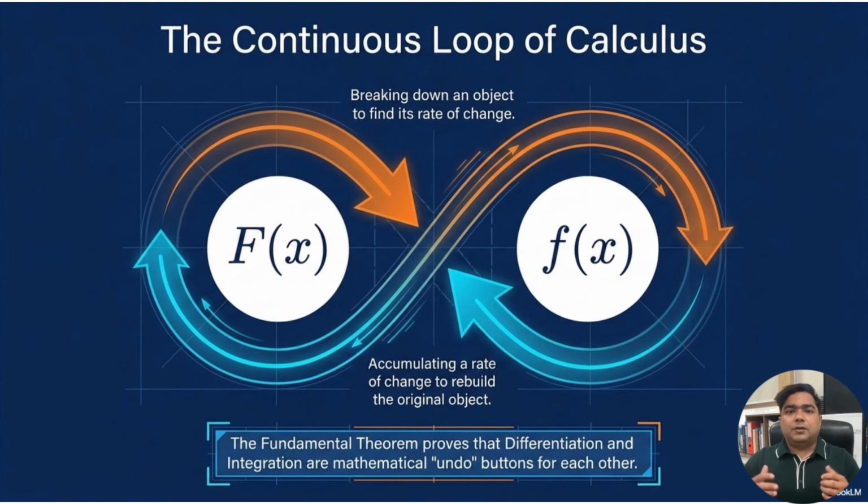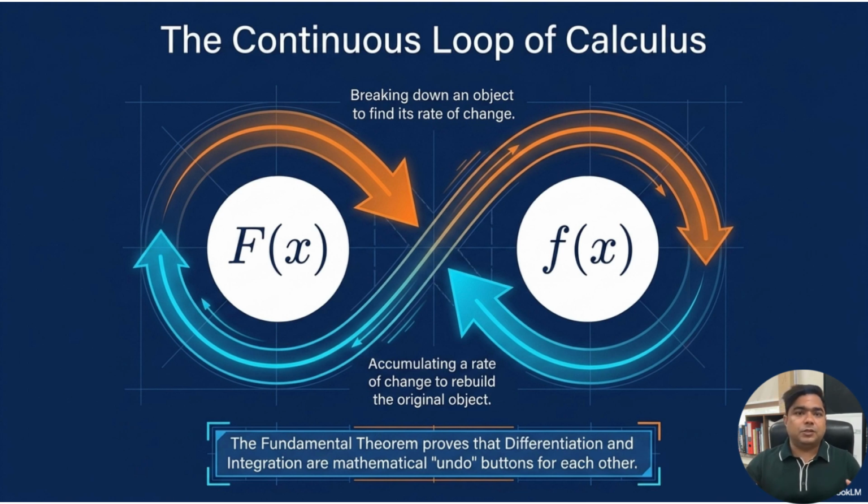This slide shows the relationship between differentiation and integration as a continuous loop. On one side, we have capital F of x. This can represent an original function such as position, accumulated distance, or total quantity. When we differentiate capital F of x, we get lowercase f of x. This derivative represents the rate of change. For example, if capital F of x represents position, then lowercase f of x represents velocity.